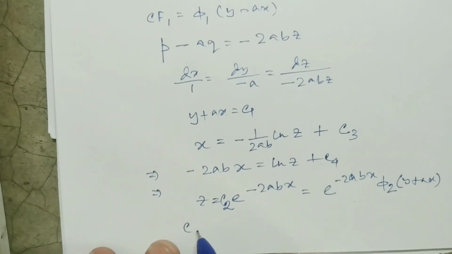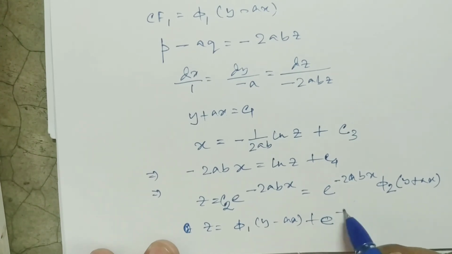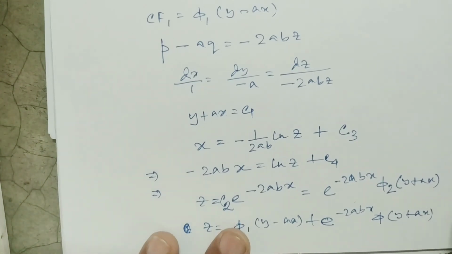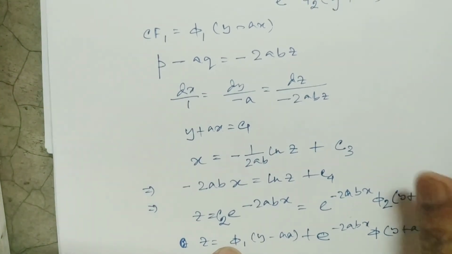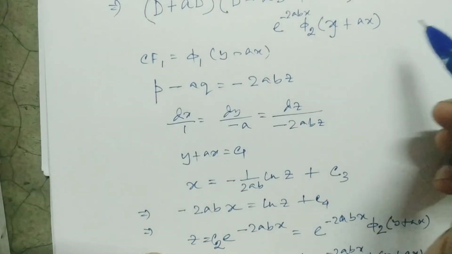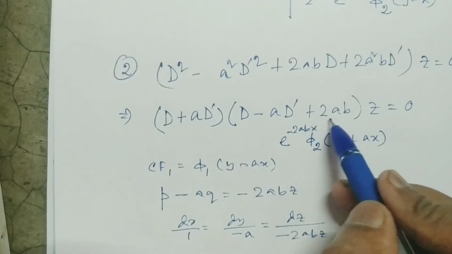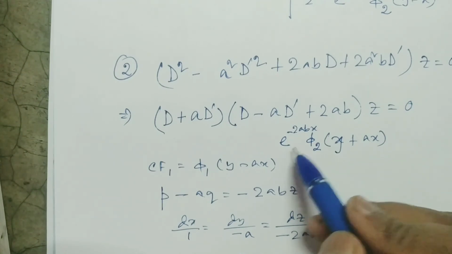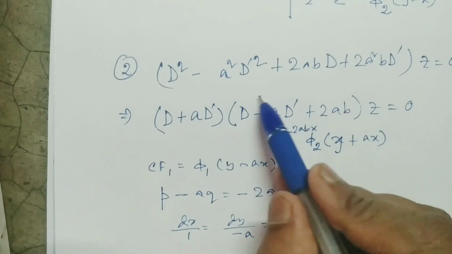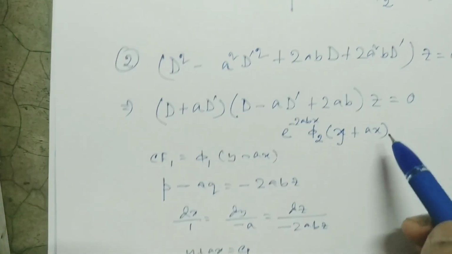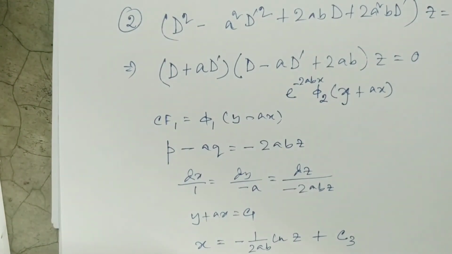So ultimately your solution is z is equal to phi 1 of y minus ax plus e to the power minus 2abx phi 2 of y plus ax. Just now, to tally the prediction, compare these two and see that what we have predicted is right. So whenever you have such a term, this will be e to the power minus of this multiplied with x, and this part's CF, as we have followed previously, will be multiplied with that. Okay, so we will go through some other problems in the next lecture.